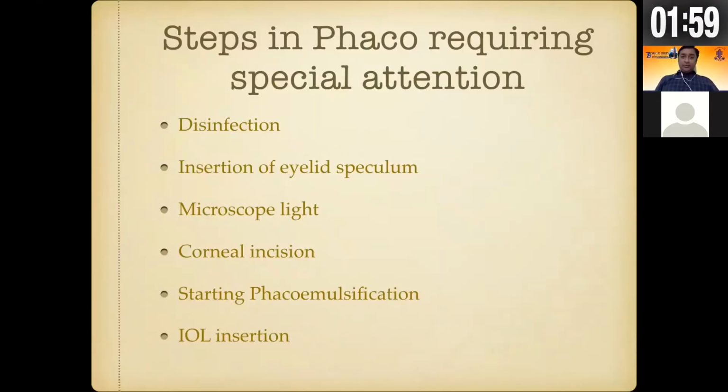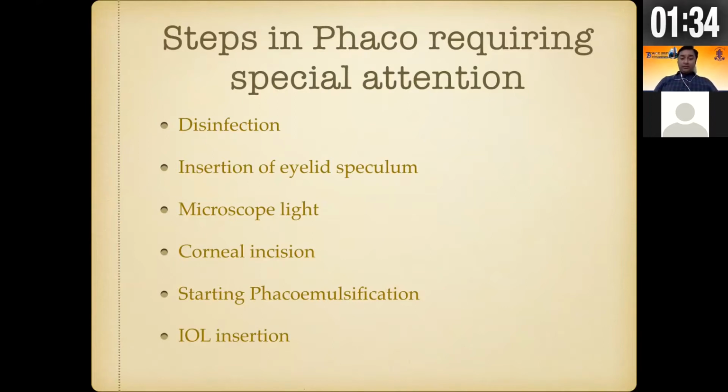The steps in phaco requiring special attention are disinfection initially, insertion of the eyelid speculum, microscope light, corneal incision, starting phacoemulsification, and IOL insertion. These are the steps where we need to be very cautious, and we should be talking to the patient at that time, because if the patient is not looking towards the light, or is moving his head here and there, then these are the steps in which we can have problems.